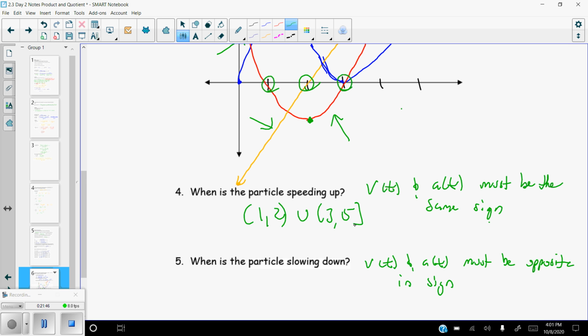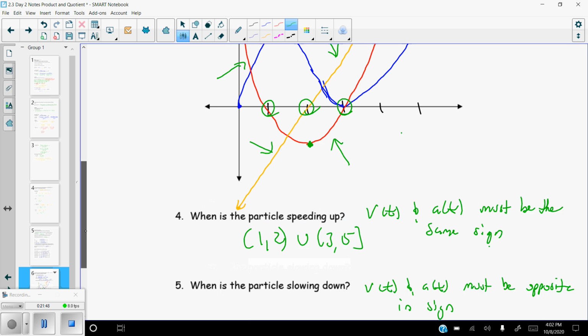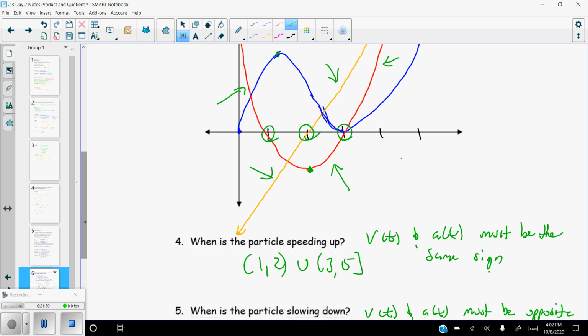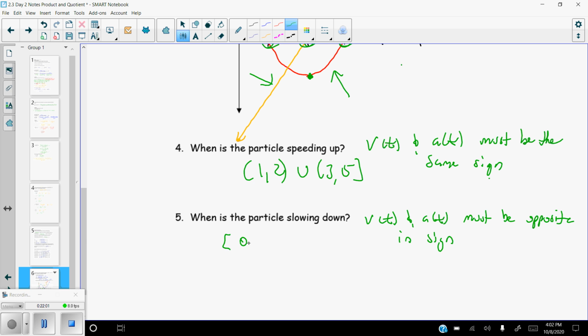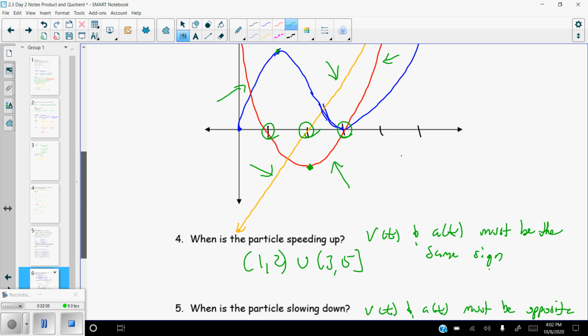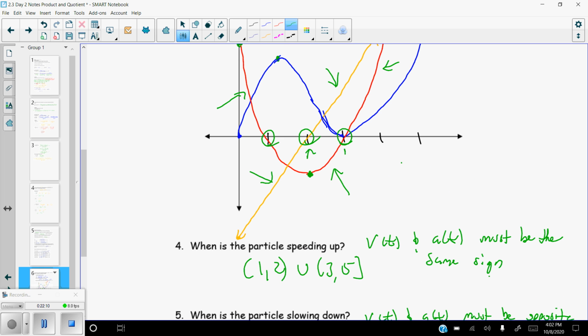So then when would the particle be slowing down? Well, velocity and acceleration have to be opposite in sign. So it looks like from 0 to 1, your red is above and your orange is below the x-axis, so they're working against each other. So from 0 to 1. And then it also looks like from 2 to 3, so in between 2 and 3, the red is below and the orange is above. So they're working against each other.